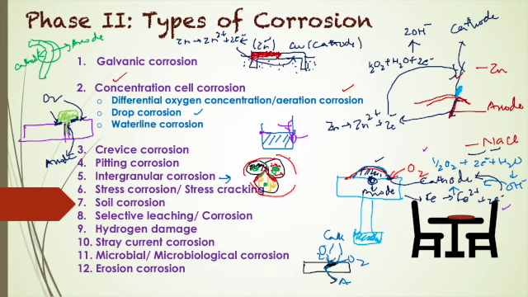Next is your soil corrosion. Soil corrosion, as the name suggests, definitely you can see it in the soil, or it happens in the soil. If you have pipelines buried or anything that is lying in the soil, it can come across soil corrosion.